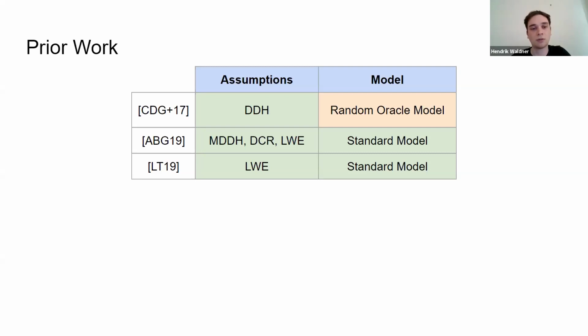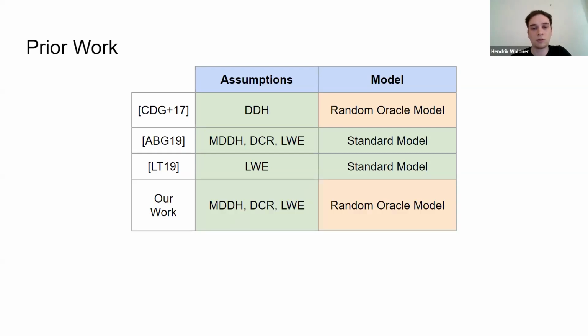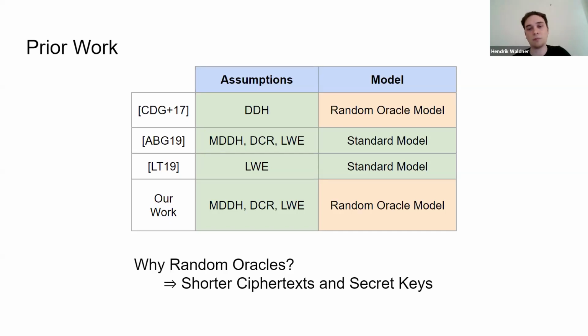And then at the same time, there was also work by Libert and Ţiu, where they directly show how to construct multi-client functional encryption based on LWE. And in this work, we are also going to present direct constructions from MDDH, DCR, and LWE, but we are going to rely on the random oracle model. One might ask, why do we rely on the random oracle model if we already know how to construct the primitive from the same assumptions in the standard model? The reason is that we want better efficiency and practicality. For example, we have shorter ciphertexts and shorter secret keys.